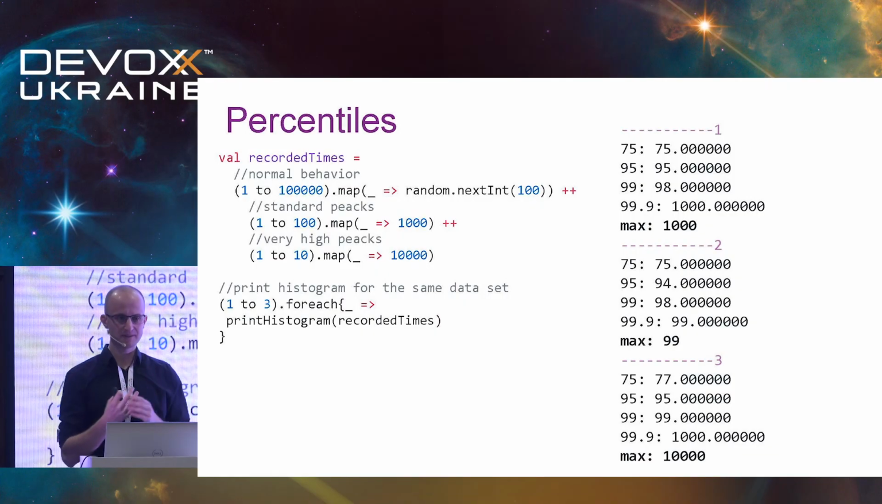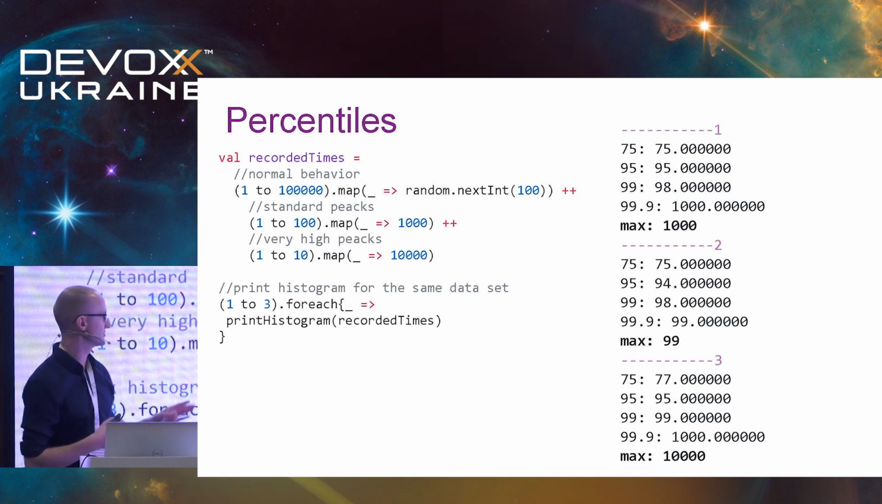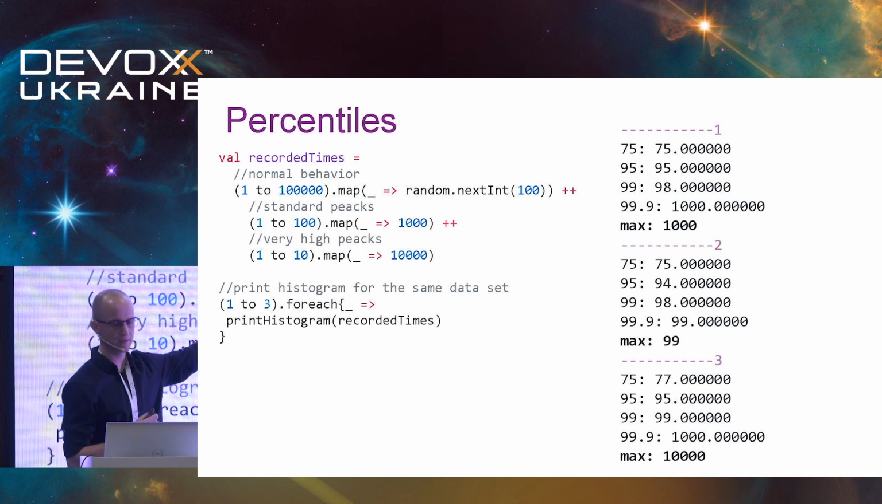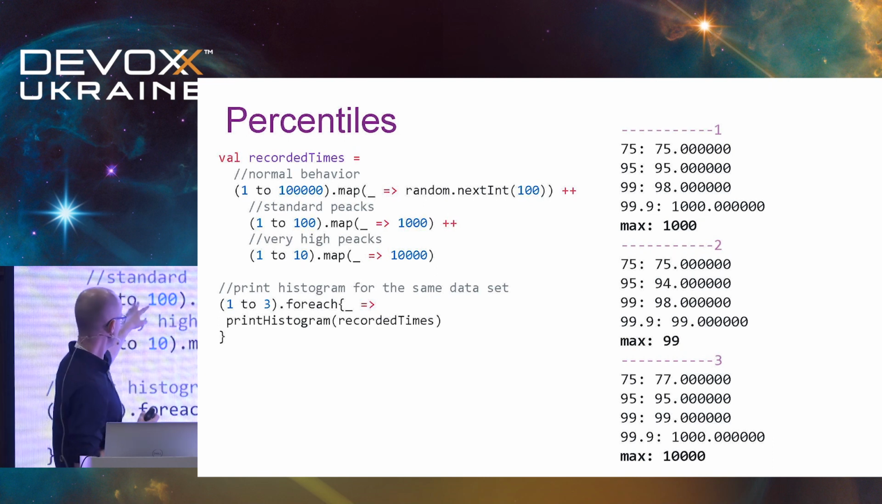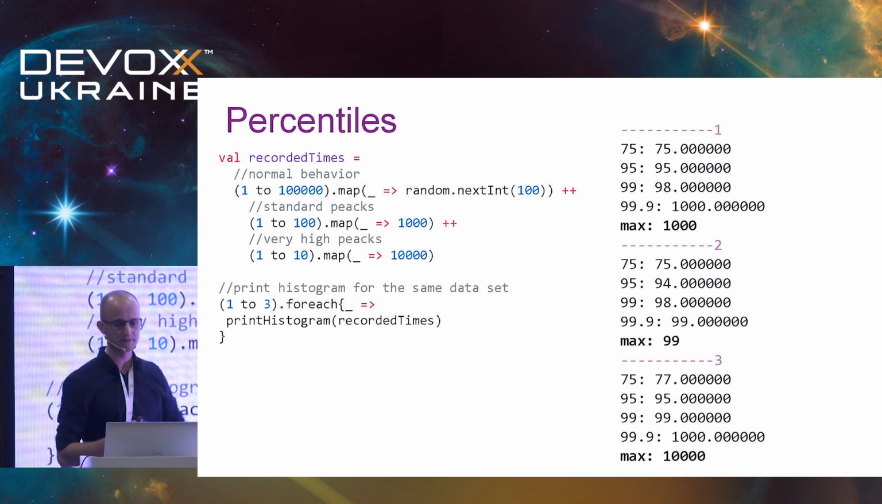Or maybe you are perfectly aware how it is working under the hood. So, first, we will do a small experiment. We will generate a lot of samples that will indicate a normal application behavior, so values from 0 to 100. Then 100 standard peaks with value equal to 1,000 and a few really high peaks with values equal to 10,000.